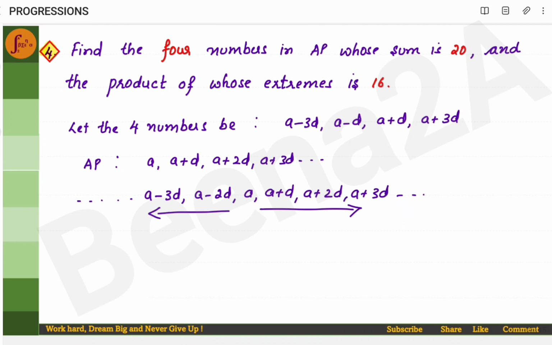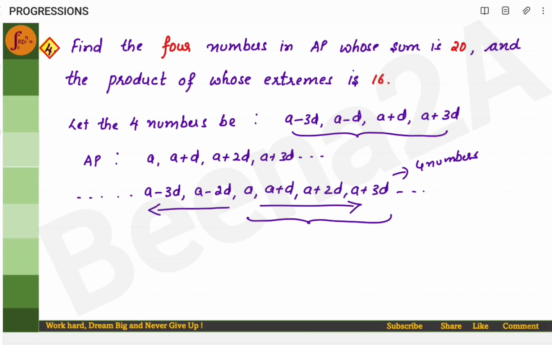Right? Now let's assume that the numbers are a minus 3d, a minus d, a plus d and a plus 3d. Why we are taking this series is it becomes easier to calculate. I'll show you how. We can take this series also, a plus d, a plus 2d, a plus 3d, as the 4 numbers. But we'll take these 4 because the calculation becomes much easier when you take this particular series. That is a minus 3d, a minus d and then a plus d, a plus 3d.